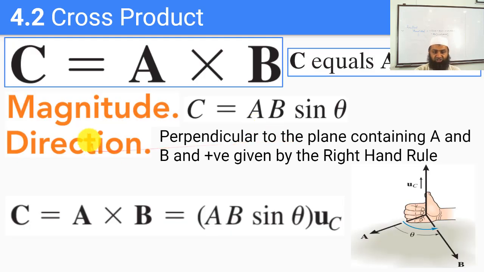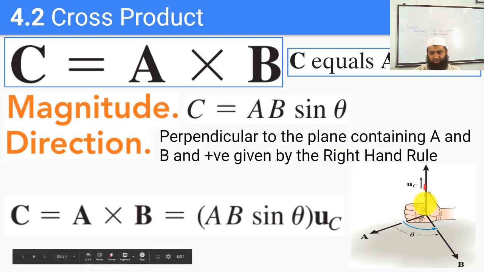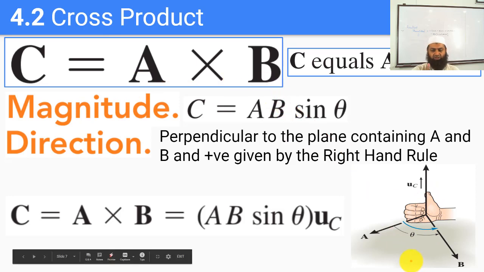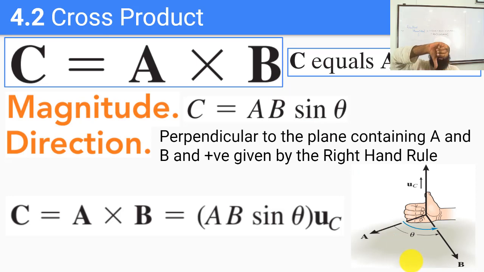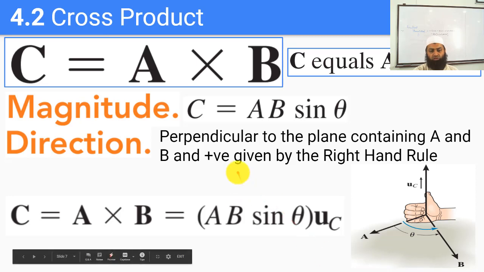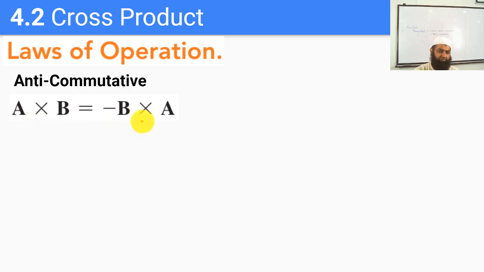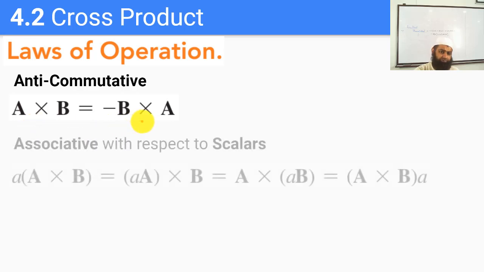and this can be very easily understood using this definition of direction, that I have to curl my fingers from A to B, then my thumb would point upwards. But if I had B cross A and I curl my fingers from B to A, my direction of the thumb would be opposite, so the vector would be negative. So that is why the cross product is not commutative, it is anti-commutative.